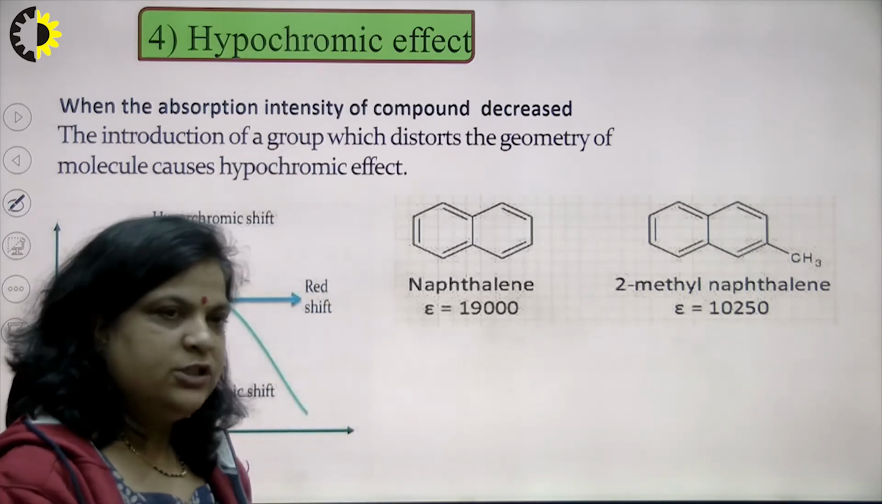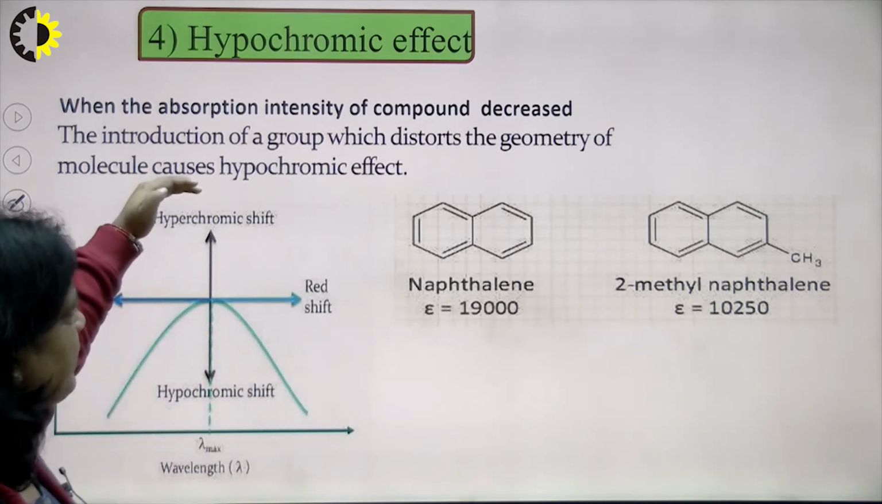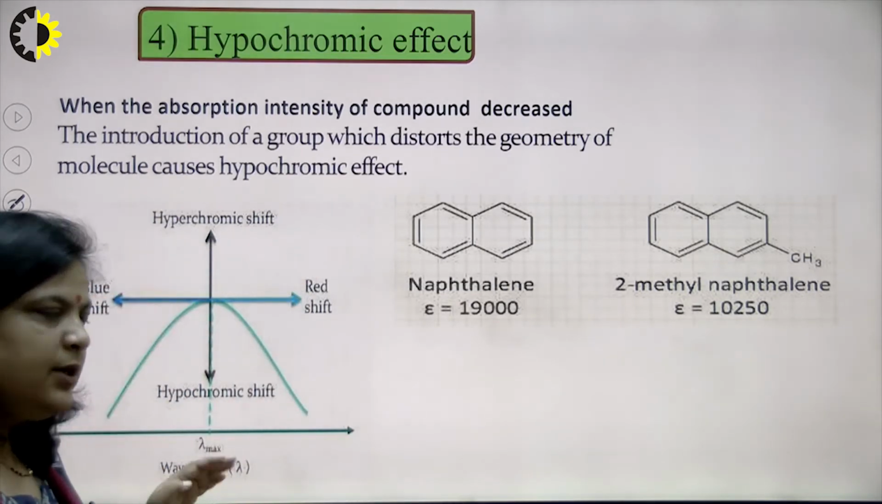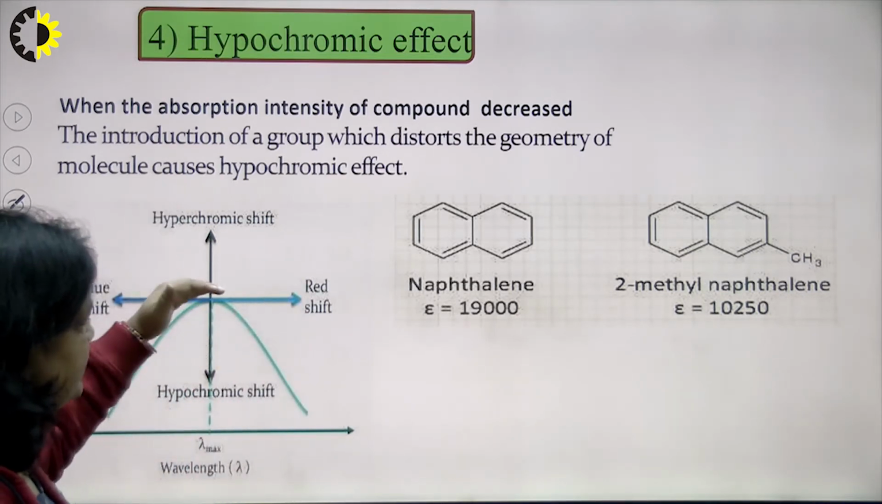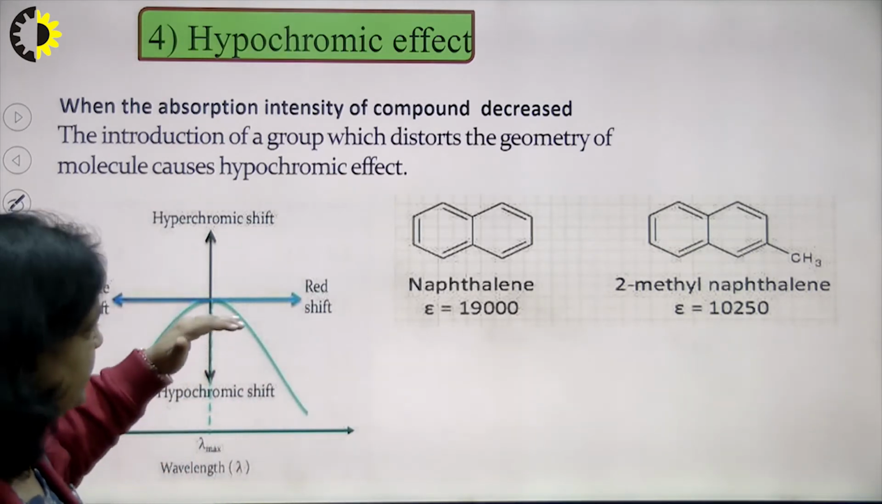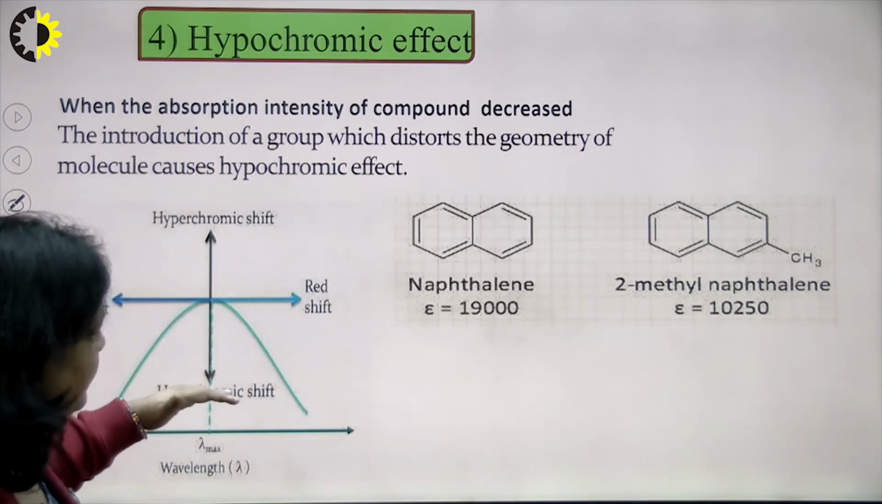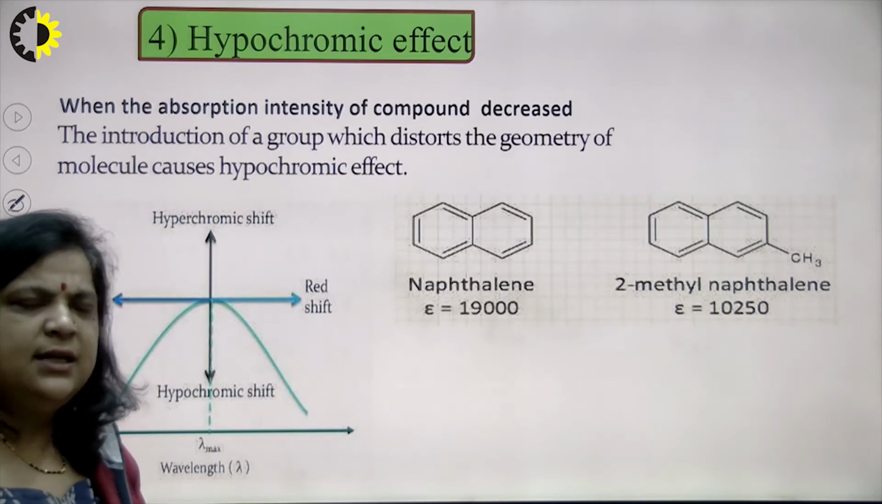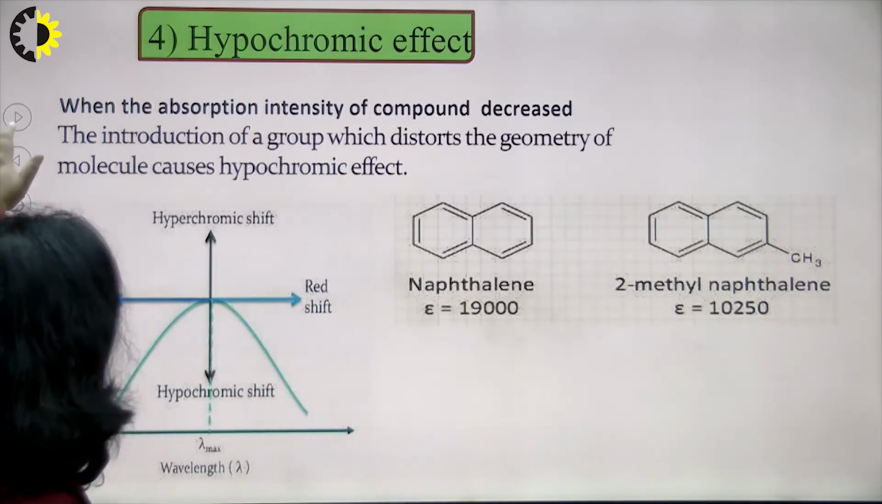So, I think the 4 shifts are clear: bathochromic shift, hypsochromic shift, hyperchromic shift and hypochromic shift. Towards longer wavelength, towards shorter wavelength, intensity increase, intensity decrease. Generally intensity increases by introduction of auxochrome, and for hypochromic shift there are some groups which decrease the intensity. So, this is the summary of this shifting.